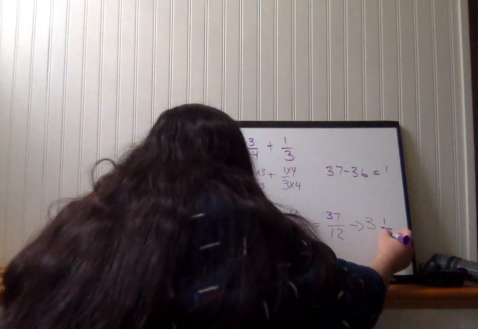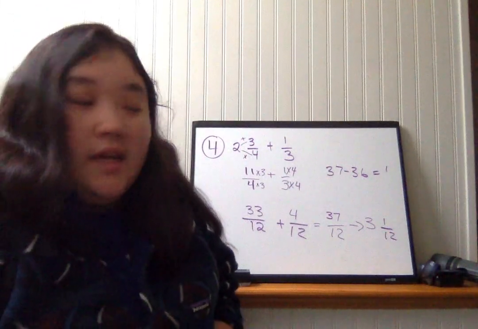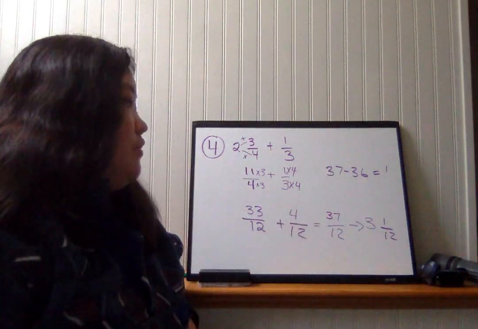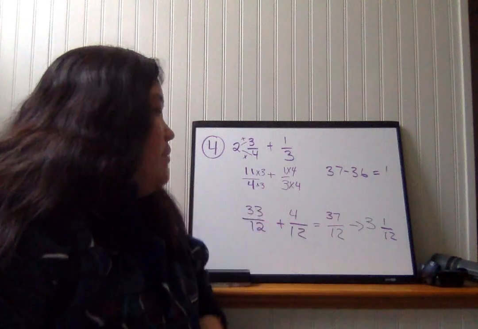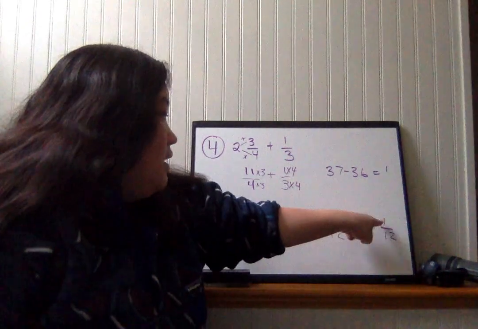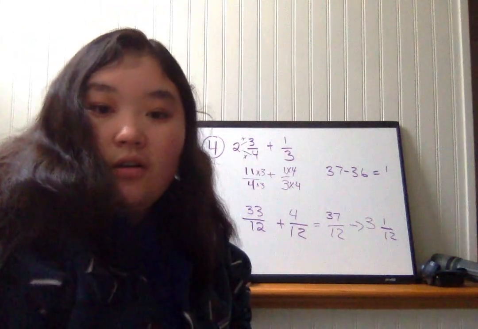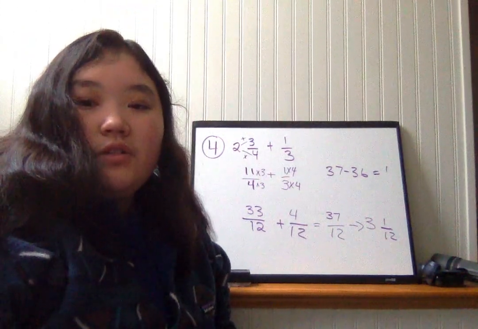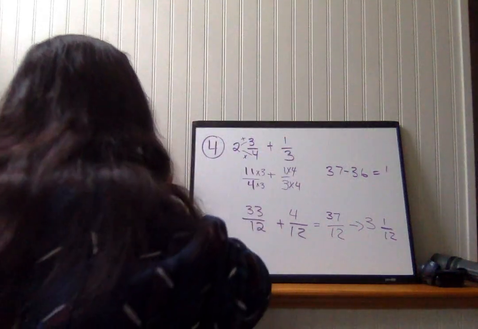Now, if you wanted to check to make sure that your mixed number is equivalent to 37 over 12, we can do what we just did above. We know that 12 times 3 is going to give us 36, plus 1 gives us 37 over 12. So we know that we converted it correctly. You are going to do the same thing for subtraction. I will do a problem on subtraction.